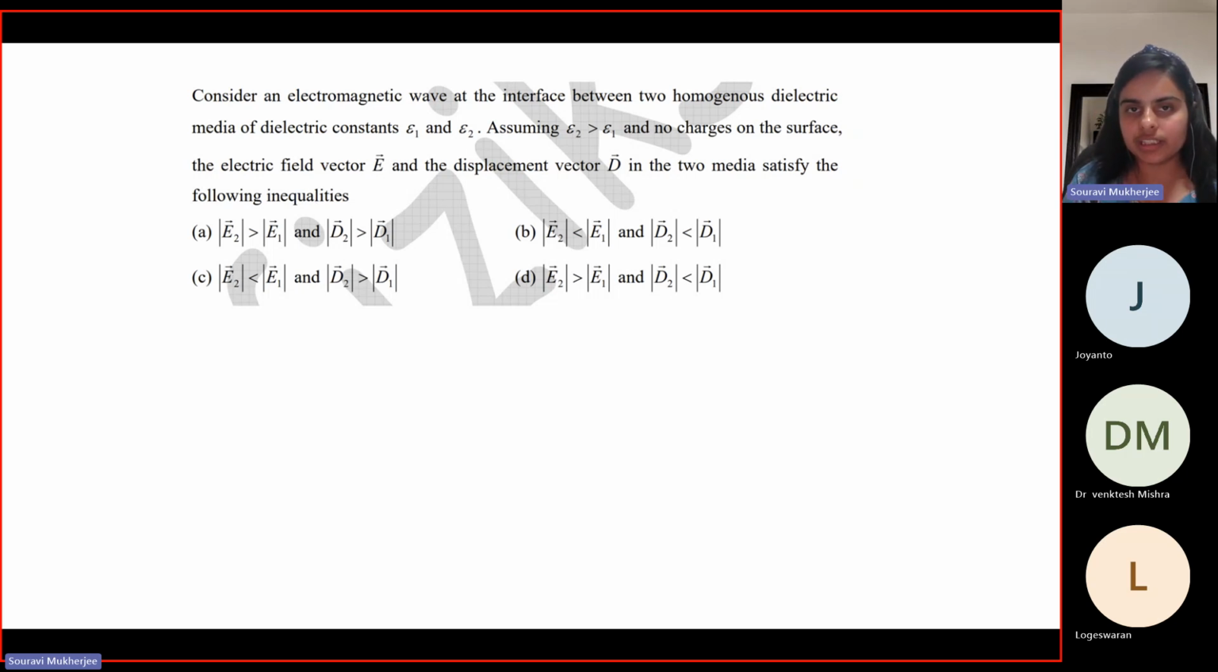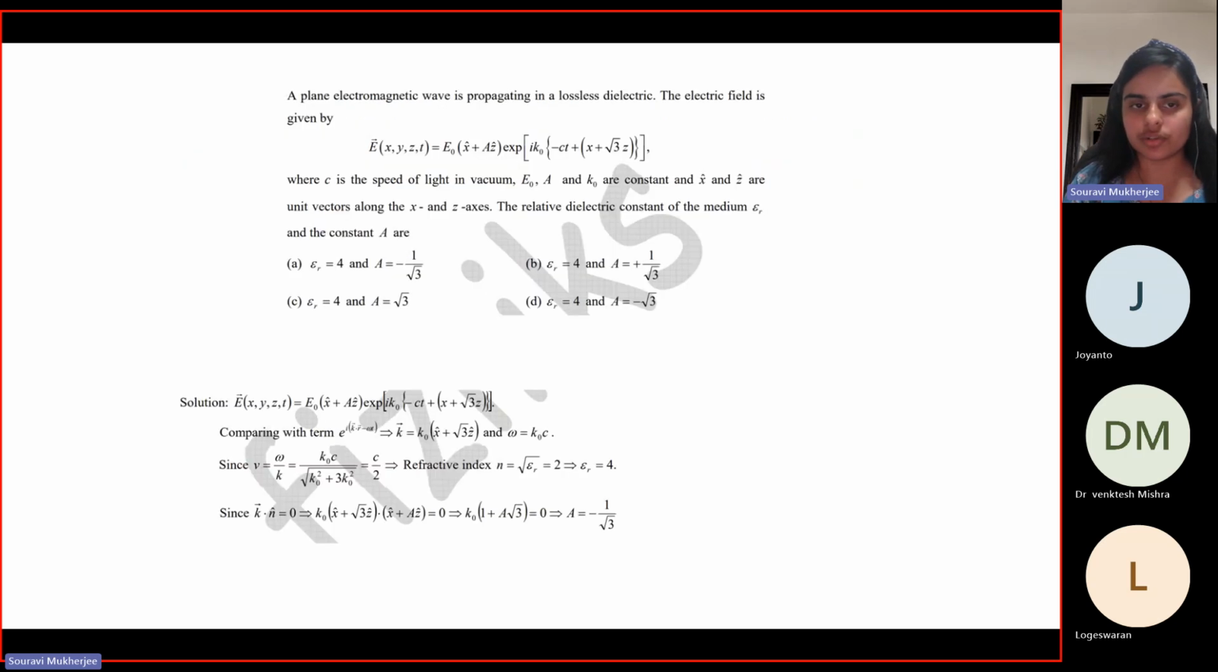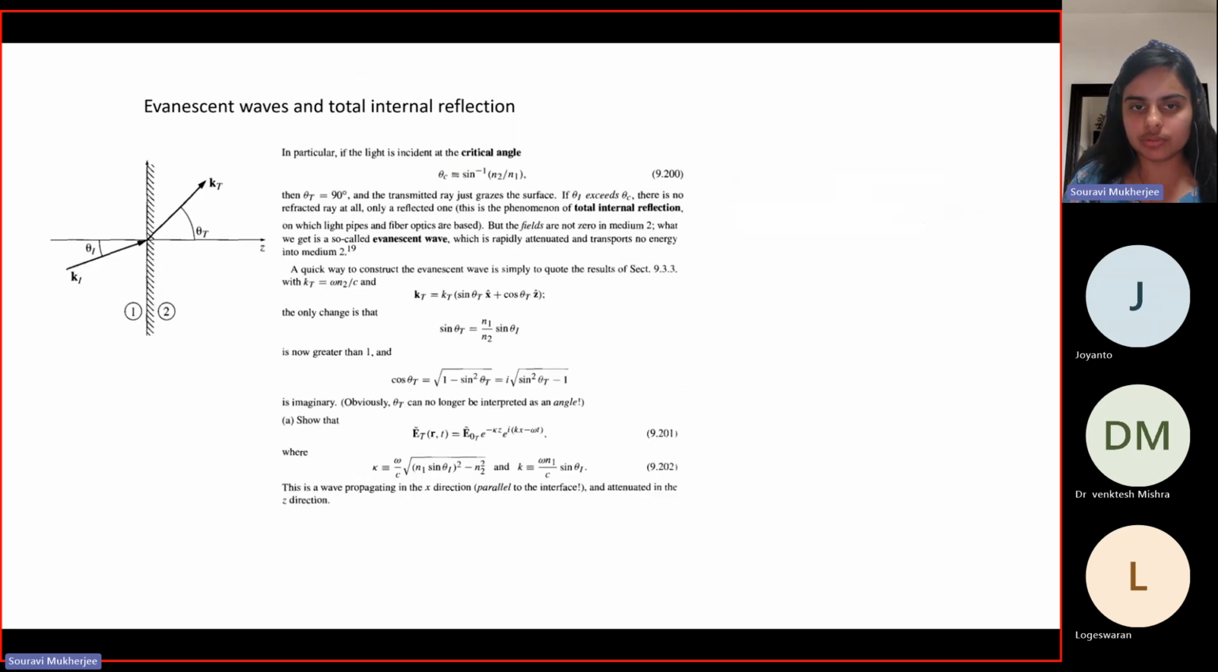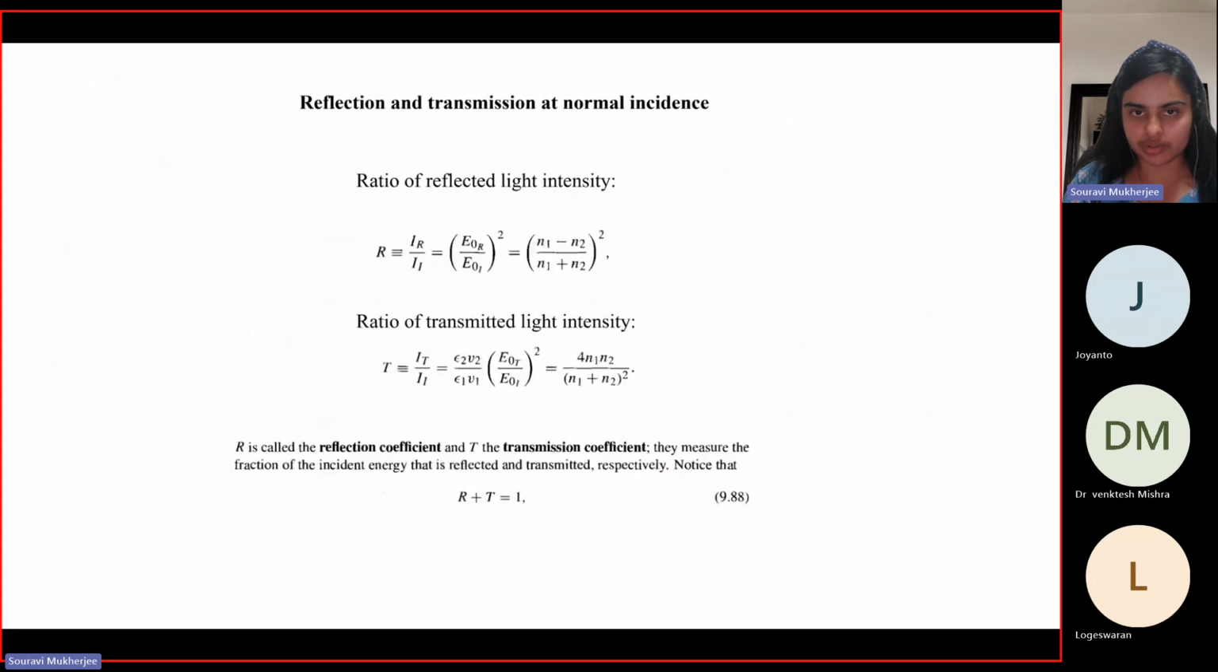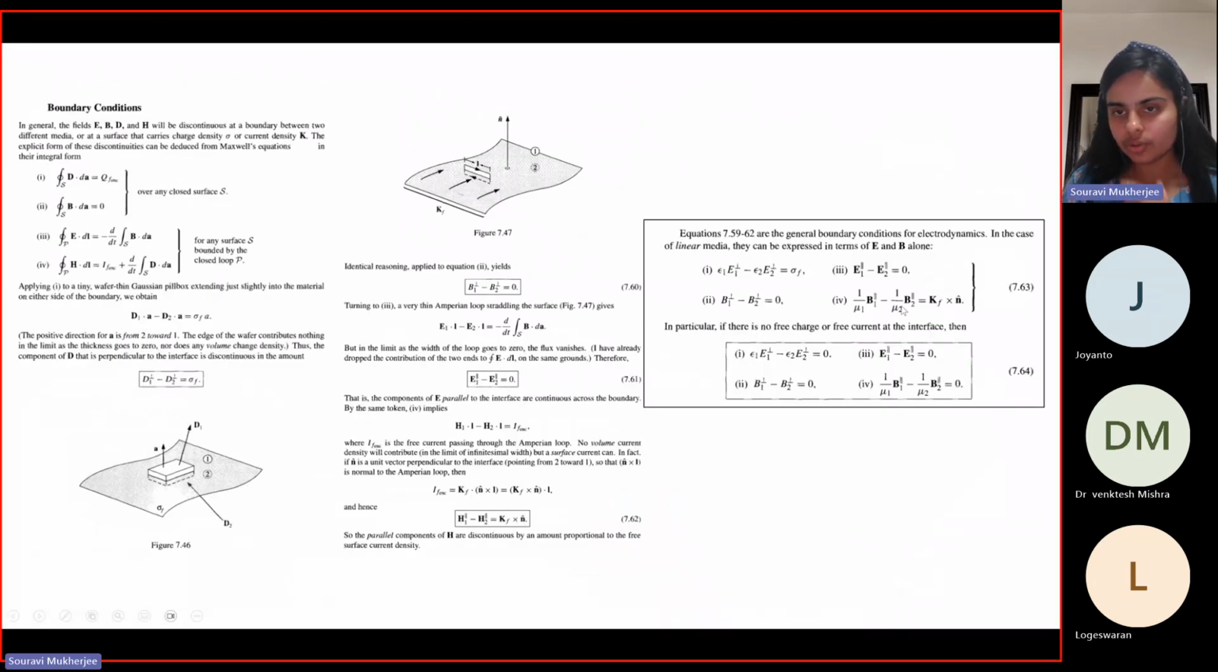Here we first have to think about what boundary condition generally gets satisfied. You have to be careful that it says there is no charge on the surface, right? So let us go back and see how the boundary conditions look. When there is no charge on the interface, epsilon 1 E1, which is your D1, should be equal to epsilon 2 E2, which is D2. So this is what happens at the interface.